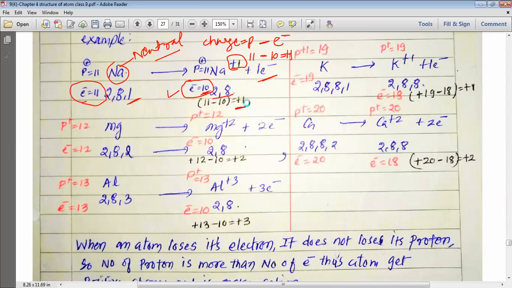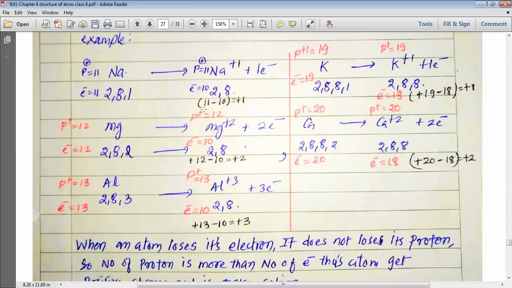The same thing I have written here with the black pen: total number of protons is 11, total number of electrons is 10, charge is equal to number of protons minus number of electrons, that is plus 1, and this plus 1 charge I have written here with the black pen. So my dear student, you should know that when an atom loses electrons, it becomes positively charged and it forms a cation.